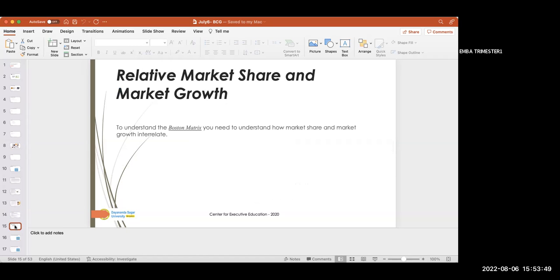Now we come to new terms called relative market share and market growth. But before we go there, let's begin with what is market share. What is market share? We'll talk about relative market share later. What is market share?